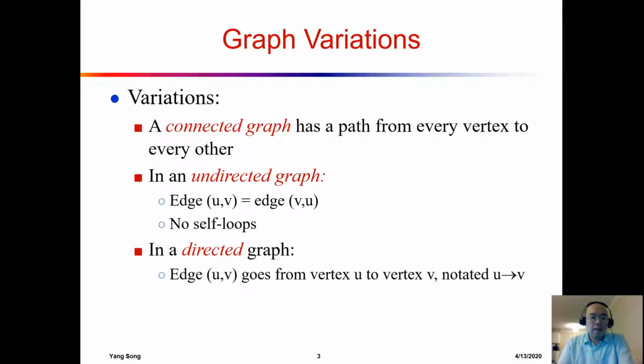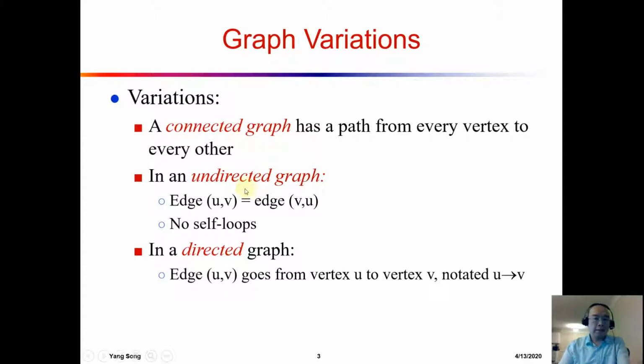And there are a few variations of graphs. The first one is a connected graph, which has a path from every vertex to another. If you randomly pick two vertices and you can always find a path from one node to another, then you can call that a connected graph.